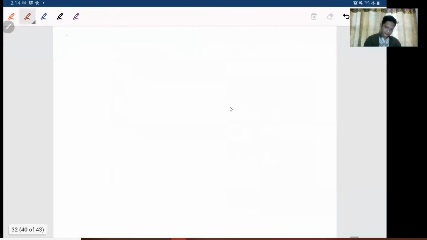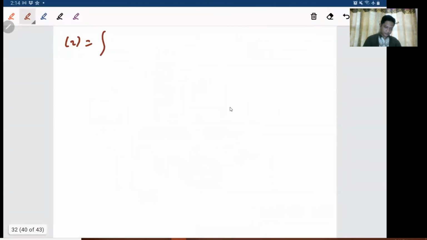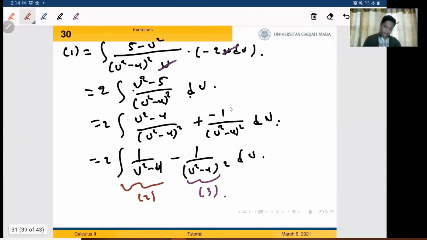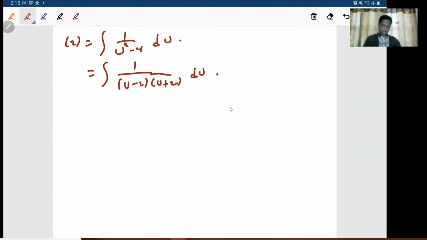Okay, so I have my number 2. I want the integral of 1 over u square minus 4 du. So it's clear, I think. Should try to split it into two things. This one is u minus 2 times u plus 2, du. Because the degree on the denominator is 2, we split it like this. Should be clear, right?